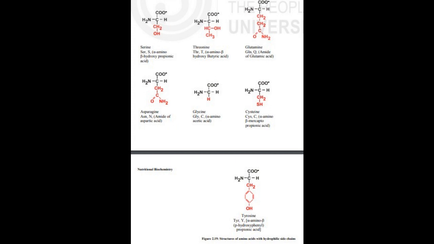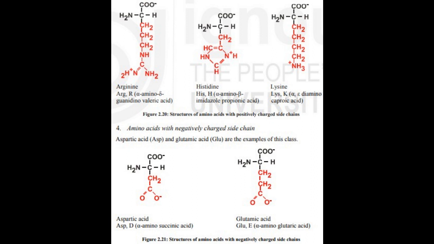3. Amino acids with positively charged side chains. At pH close to neutral, lysine, histidine and arginine are the examples of this group. Amino group of lysine and guanidino group of arginine are responsible for positive charges. Imidazole group of histidine is 10% protonated at pH 7.0 and 50% at pH 6.0. Figure 2.20, structures of amino acids with positively charged side chains. 4. Amino acids with negatively charged side chain: aspartic acid, Asp, and glutamic acid, Glu, are the examples of this class. Figure 2.21, structures of amino acids with negatively charged side chains.